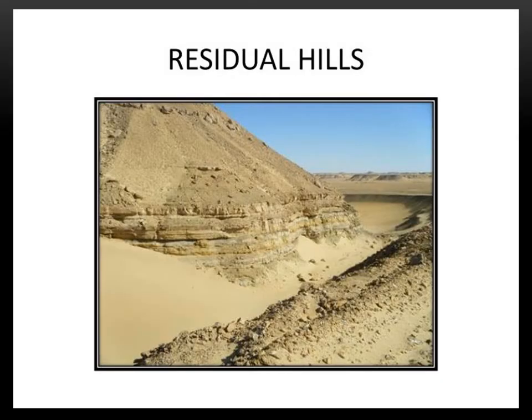So number 10 is residual hills. The residual hills are those hills which have been eroded by the agents of degradation such as wind, rain, frost, and running water. The hard rocks that are left behind are called the residual hills or the residual mountains.